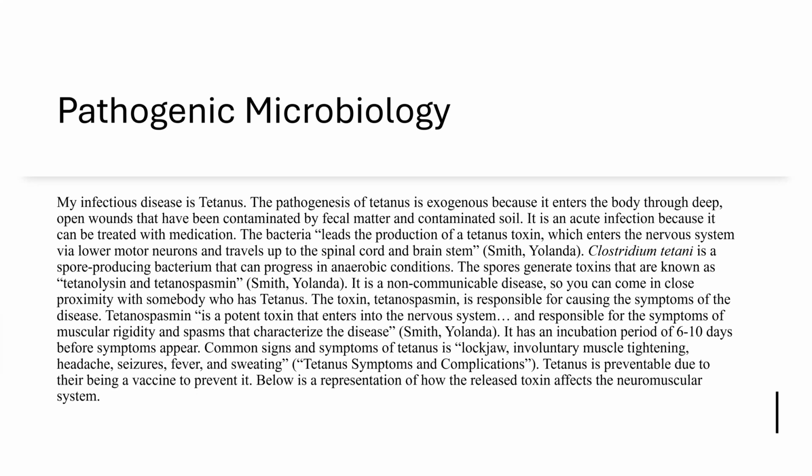The main toxin, tetanospasmin, is responsible for causing the symptoms of the disease because it is very potent and enters into the nervous system. Tetanospasmin is also responsible for the muscle rigidity and the spasms that characterize the disease. Along with the muscular rigidity, there's also something known as lockjaw, which is another common name for tetanus. It has an incubation period of 6 to 10 days before symptoms appear. Common signs and symptoms are lockjaw, involuntary muscle tightening, headache, seizures, fever, and sweating.